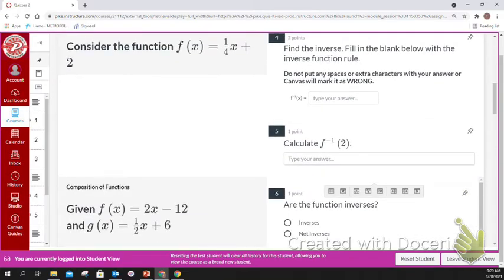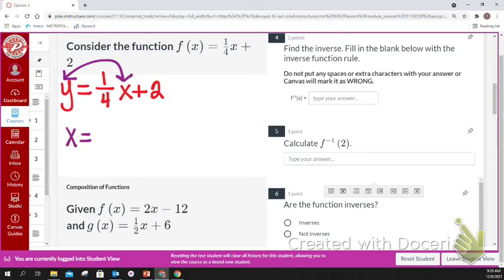For questions 4 and 5, you have to find the inverse. So when you find the inverse, I have y equals 1/4 x plus 2. So step number 1 is switch your x and y. So x equals 1/4 y plus 2.